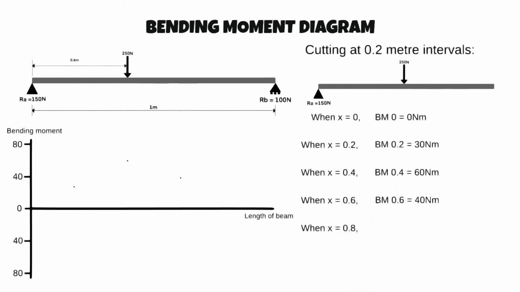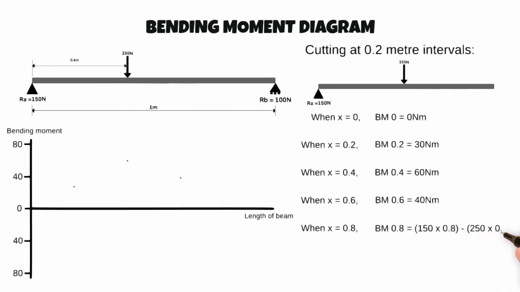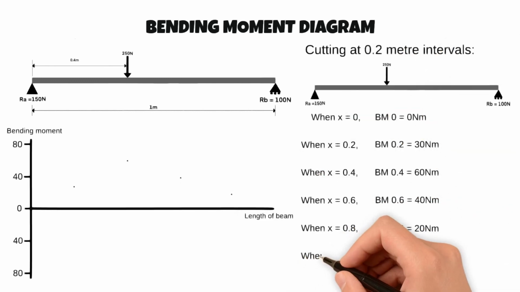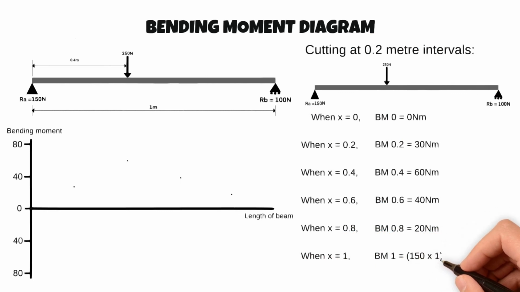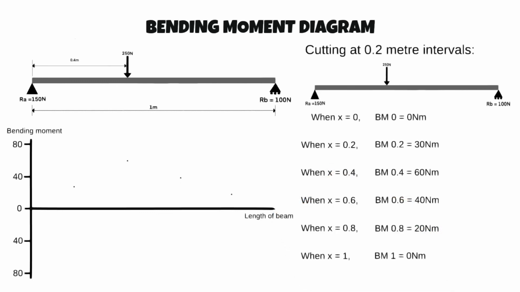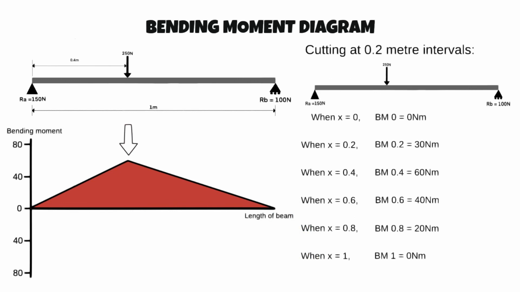When x equals 0.8, our bending moment is 150 times 0.8 minus 250 times 0.4, which gives us 20 Newton meters. When x equals 1, our bending moment is 150 times 1 minus 250 times 0.6, which gives us 0 Newton meters. By connecting the dots, we get the finished bending moment diagram for our beam, which looks like this. The diagram shows us that the point of maximum deflection is at 0.4 meters.